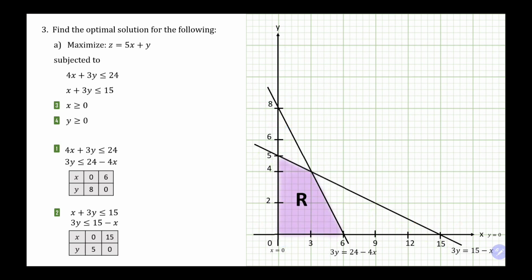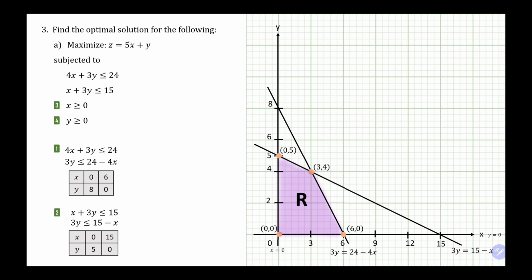Next, we determine the corner points. Our corner points on the feasible region are here. The point here is 0, 5. Next here, our point is 3, 4. And next here, the point is 6, 0. And the last corner point is 0, 0.